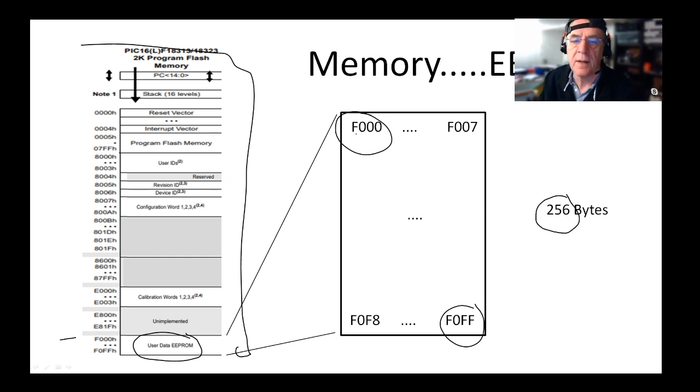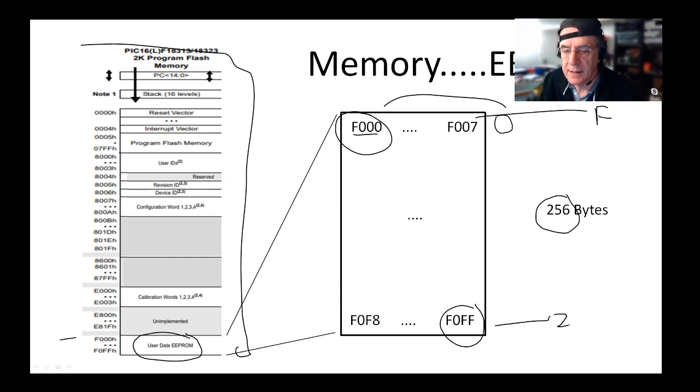If you wanted to, you could address this memory directly, but what we do, we make it very simple. This is byte 0, this is byte 7, therefore, by simple math, this is byte 255, and we use that as the location address. We make it very simple across the whole range of chips using EEPROM.